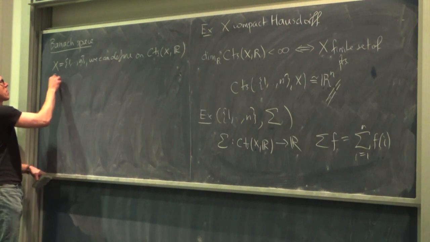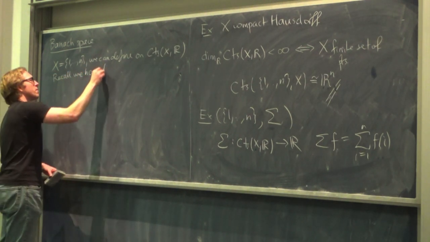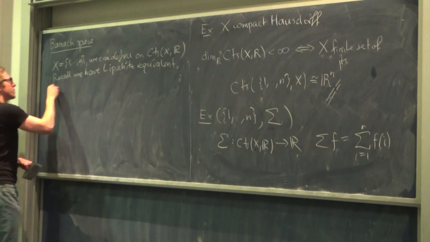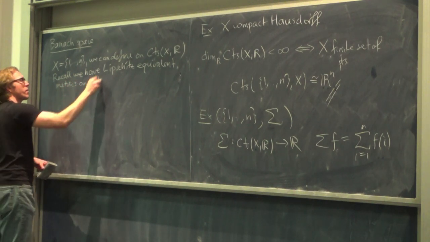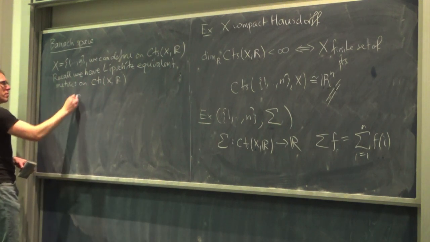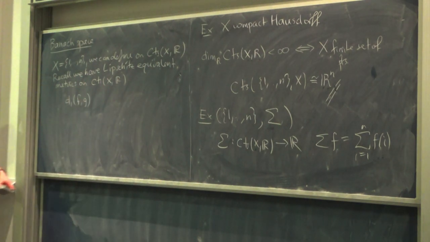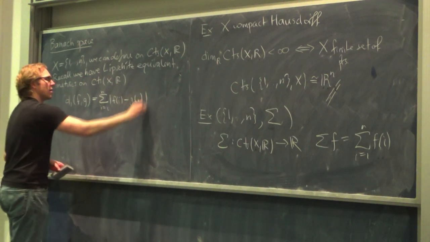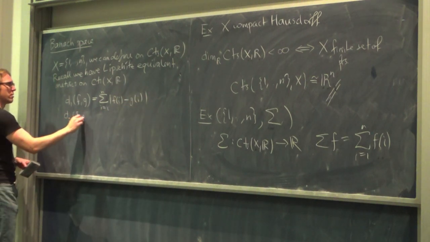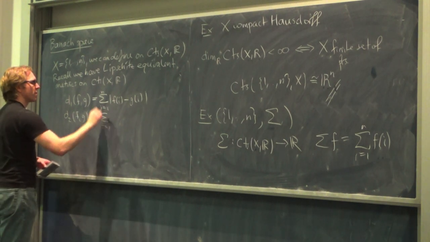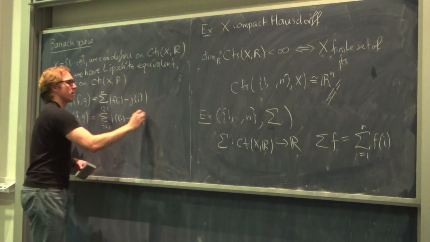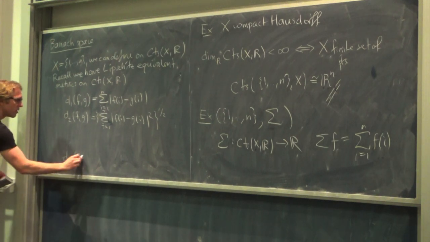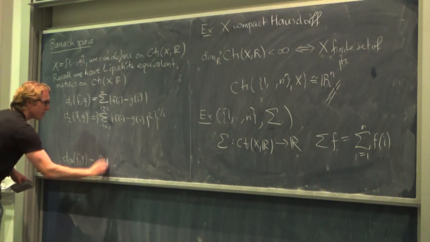Okay, so remember D1, so I'm feeding in two functions defined on x. X is just a finite set. So this was the sum of the absolute values of fi minus gi. And that was D2. Okay, and then D infinity.